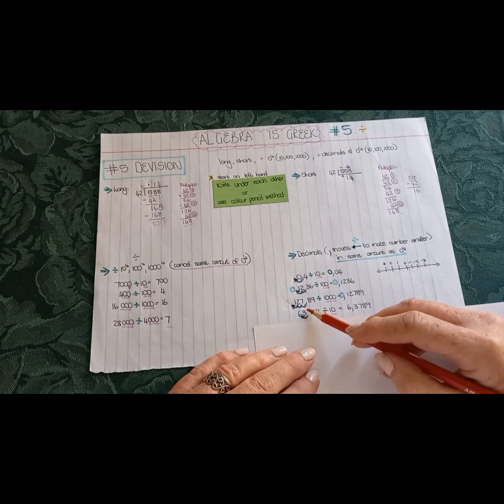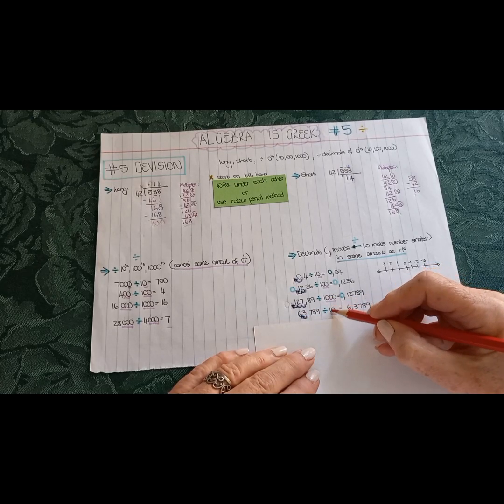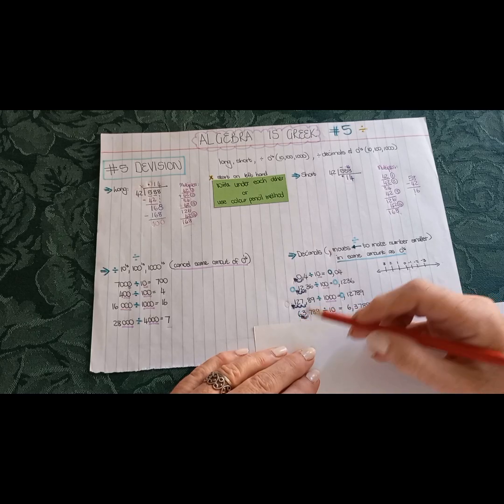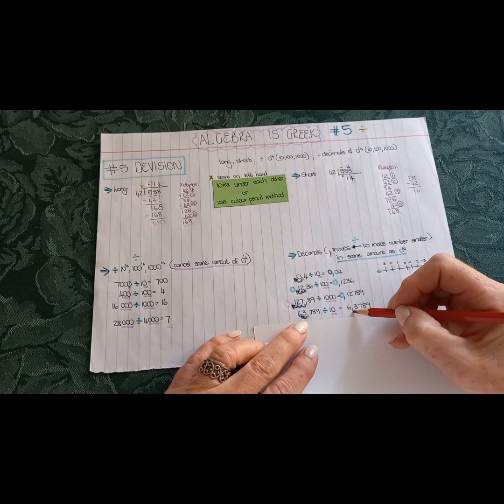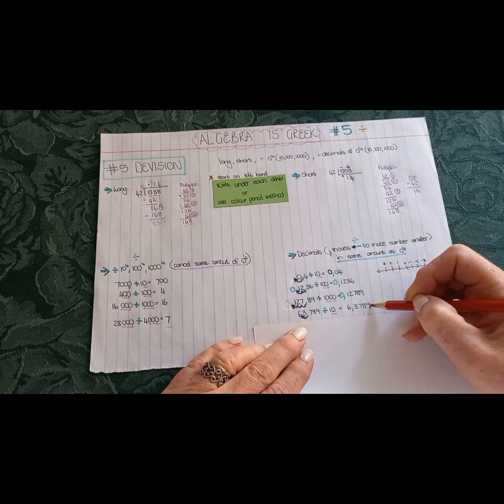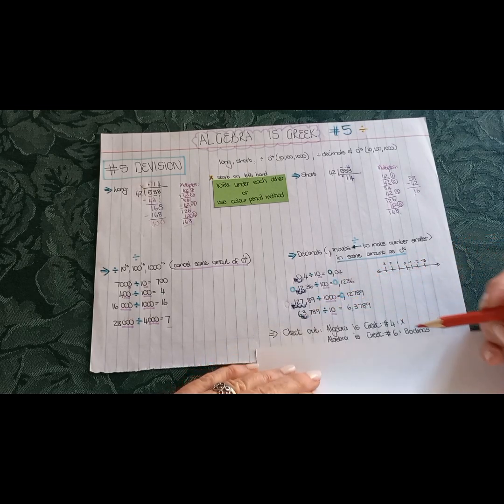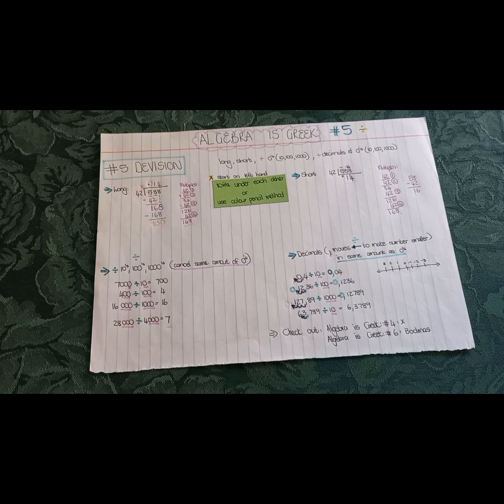Okay, when you divide this number by 10, once again, 1 zero, comma moves once. There. Okay, 1, you divide by 1, so the number stays the same. So you have 6,3789. Okay, so very important to remember, look where the comma is moving. Okay, also check out Algebra is Greek number 4 for multiplication and Algebra is Greek number 6 for BODMAS.